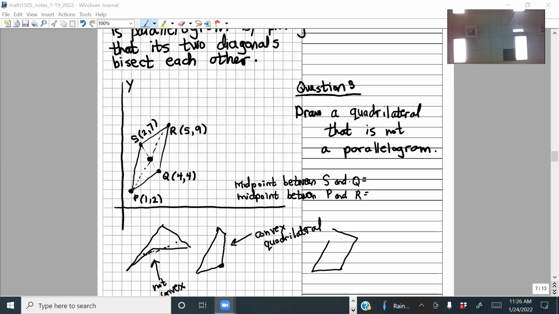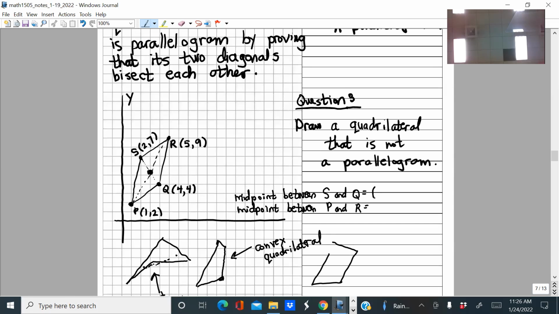So what is the midpoint between S and Q? That's so easy to calculate. You really don't even have to write it down. All you have to do is just average the coordinates, so you can really do that in your head. We add the two x coordinates, 2 and 4 added together, divided by 2 is 3. Then for the y coordinates, take 7 and 4, add those and divide by 2. That's 11 divided by 2, so we can just write that as 11 halves.